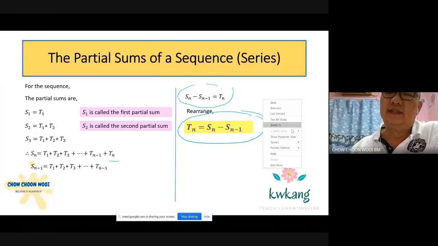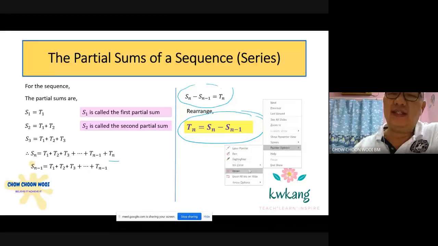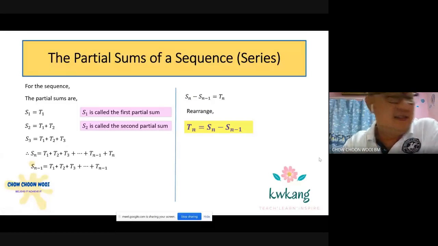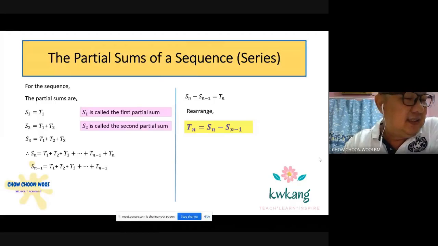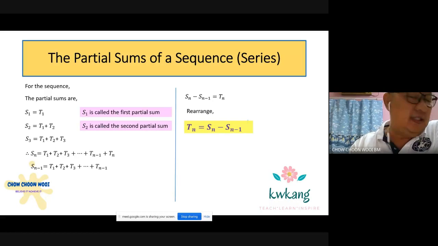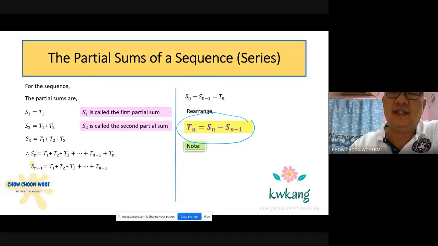Okay. Nur Ain ada agak kat sini, Nur Ain? Ada tak? Tiba-tiba teringat Ain. Ada tak Ain? Tak pernah aktif pun dalam ni. Okay, so ini rumus ini kita kena hafal.